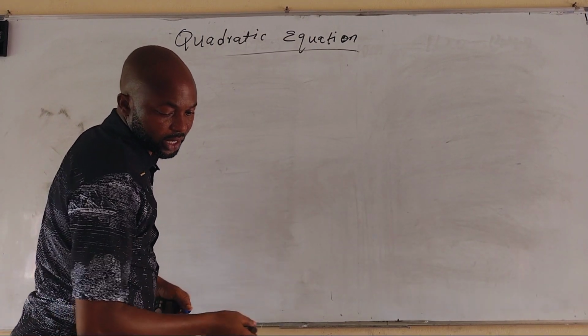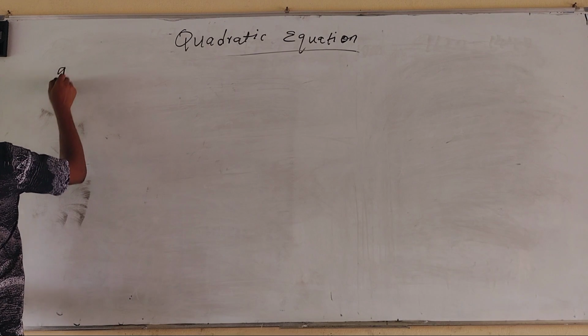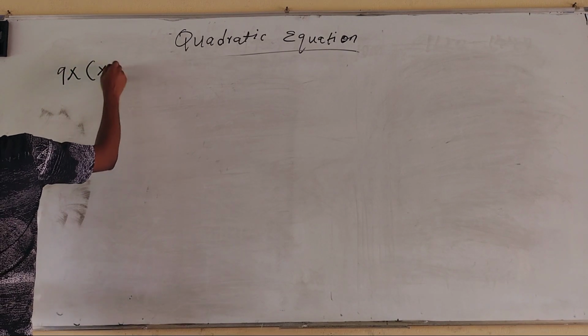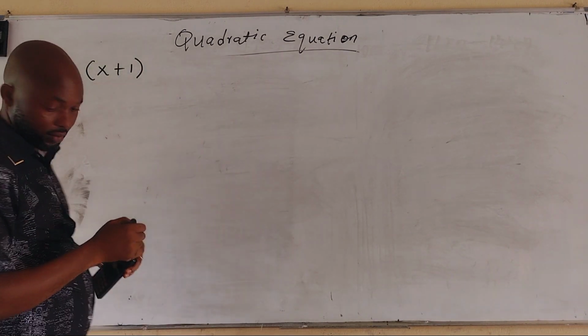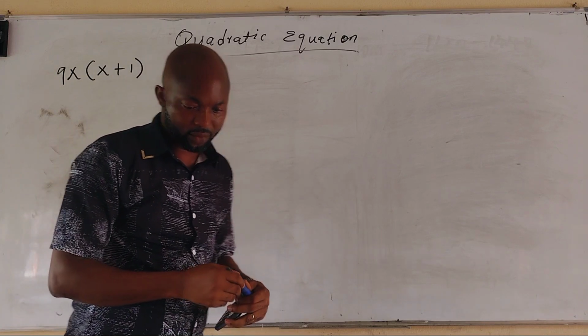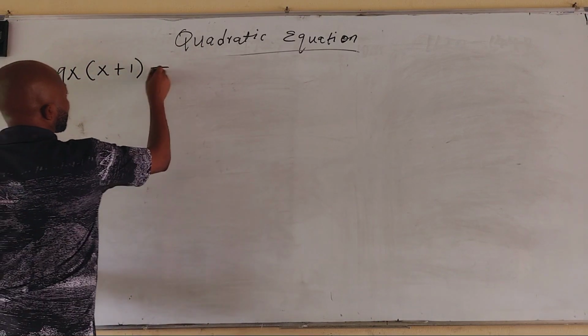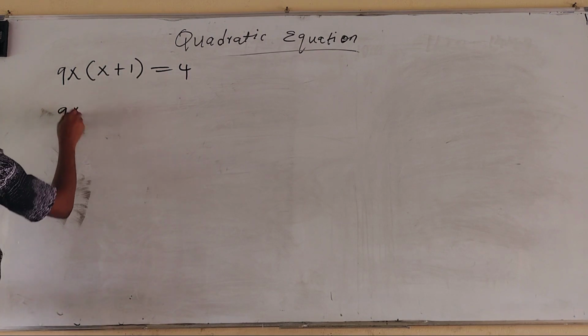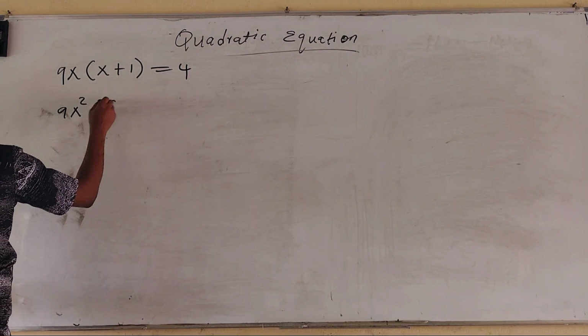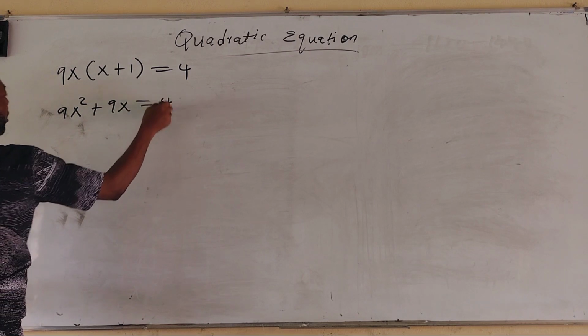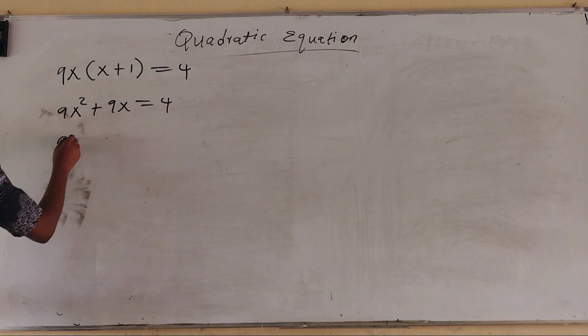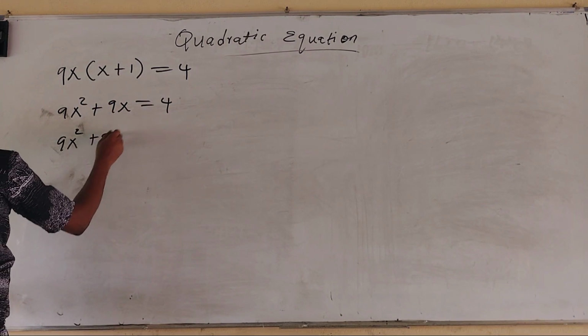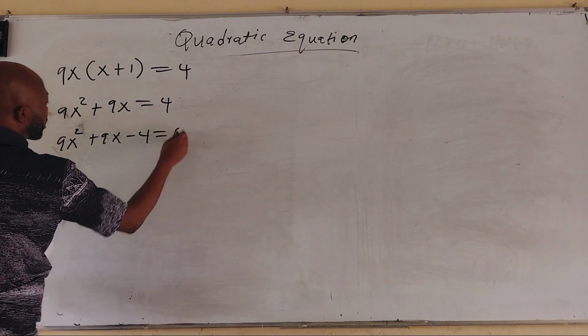Nine x open bracket x plus 1 close bracket equals 4. We rearrange by expanding this. This is 9x squared plus 9x is equal to 4. We take this inside, so 9x squared plus 9x minus 4 equals 0.